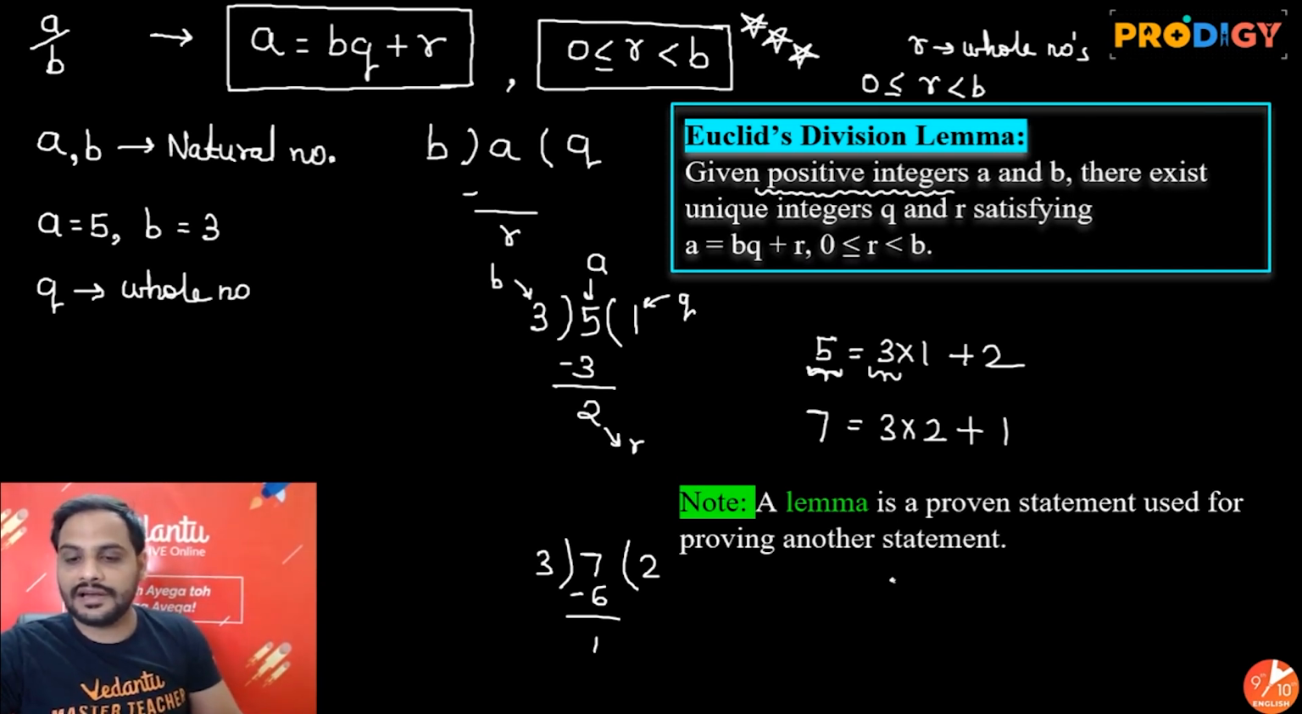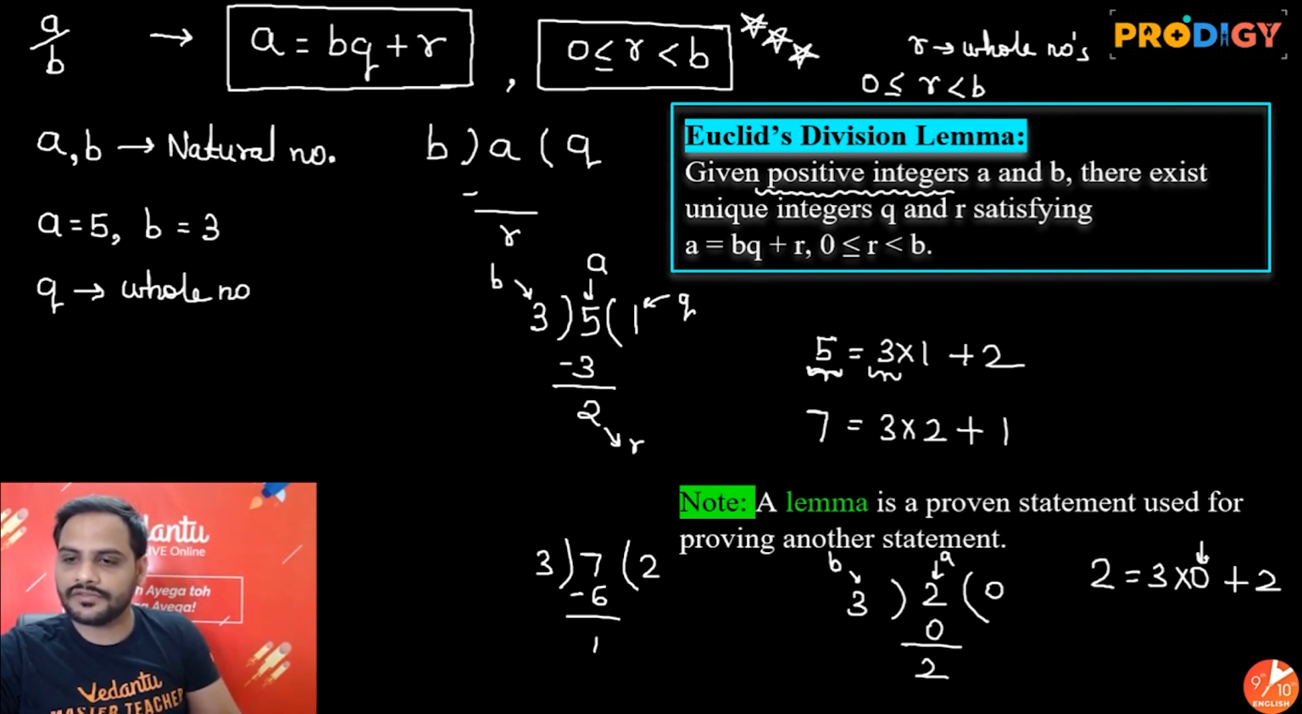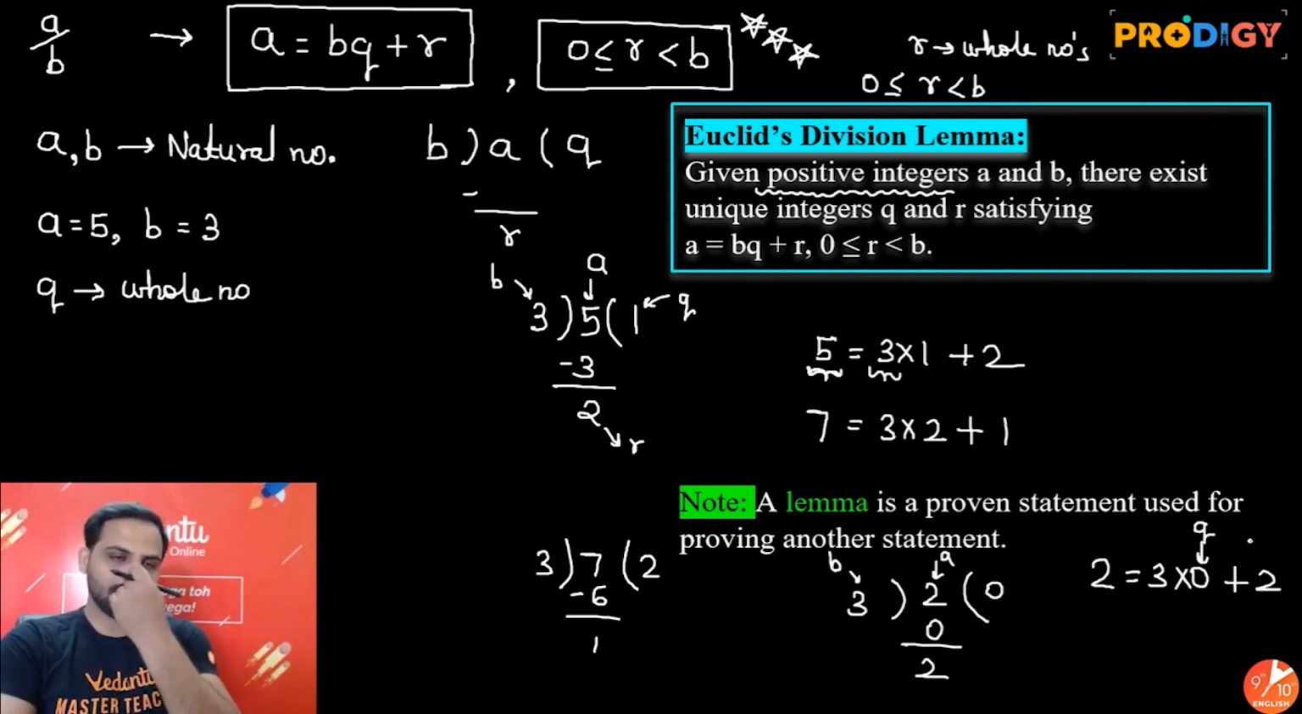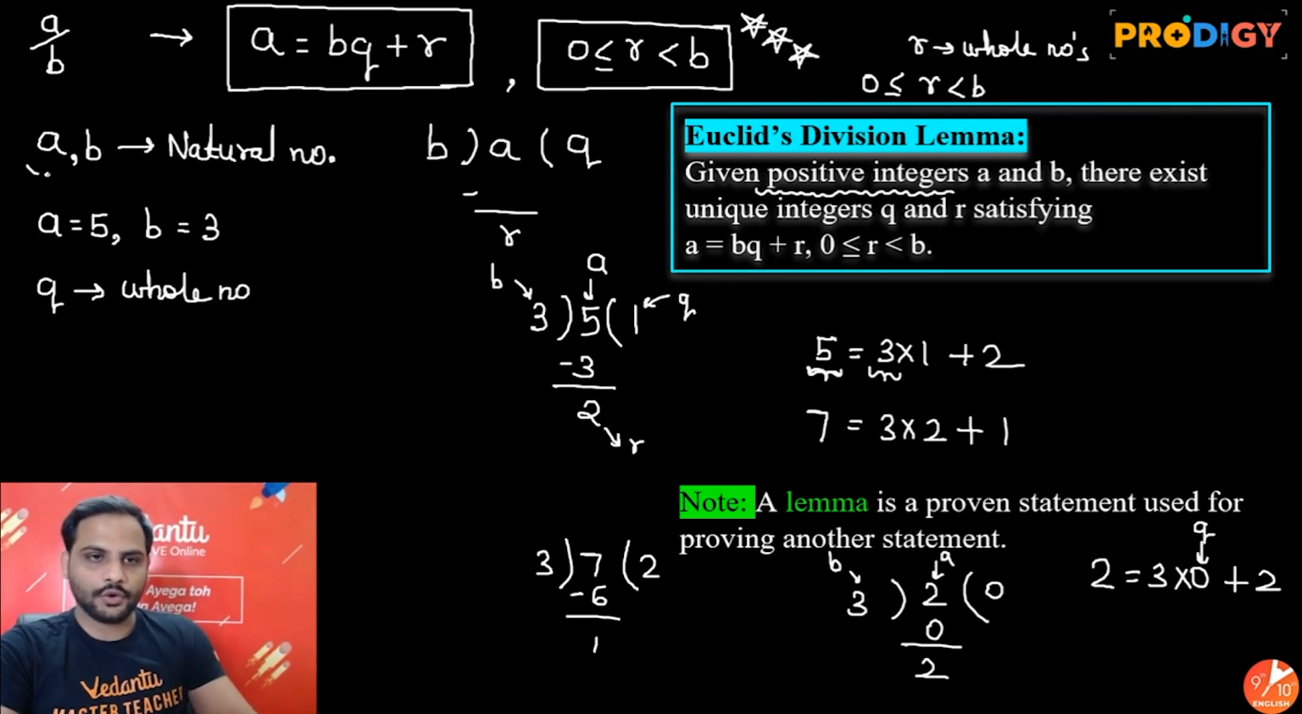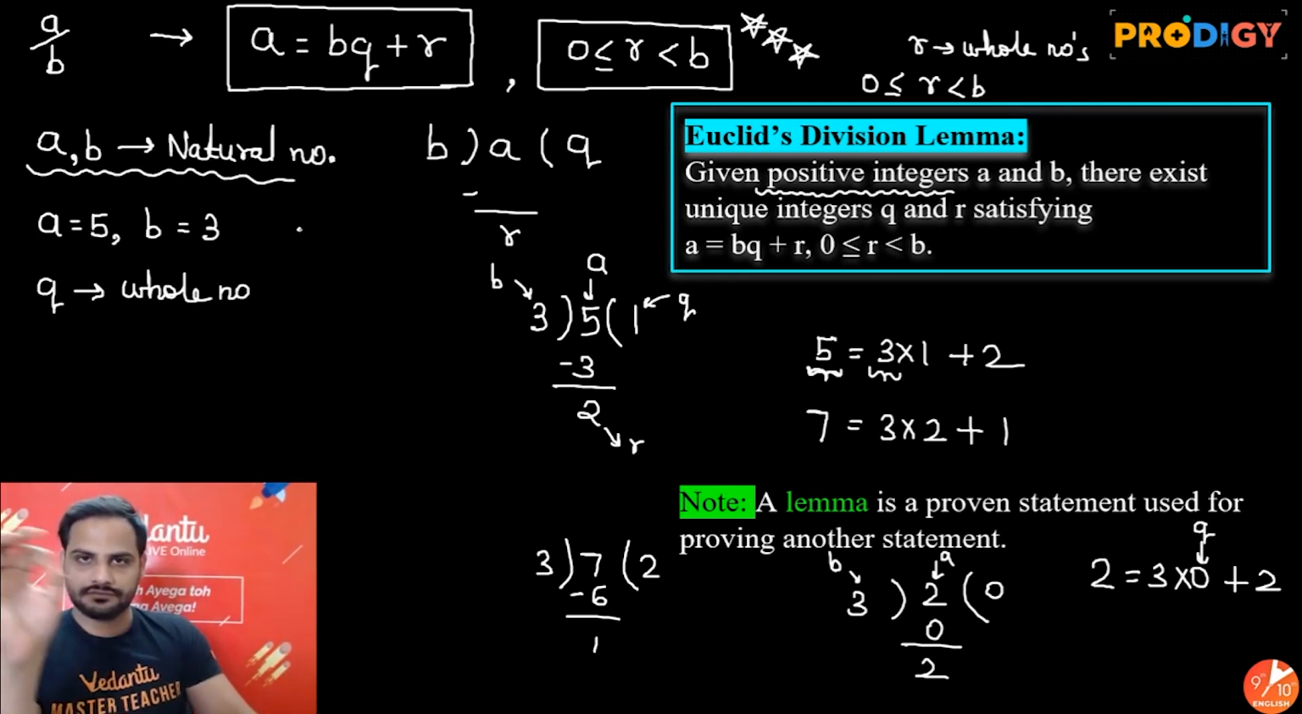So, for example, let us say I have chosen the value of A as 2 and the value of B as 3. Dekho, 3 one side is becoming 3, no, it is more. So 3 zeros are 0. Remainder is 2. So I can write 2 as 3 into 0 plus 2. So here you can see the value of Q is equal to 0. Alright, so I hope you got it. Values of A and B we are keeping only as natural numbers.